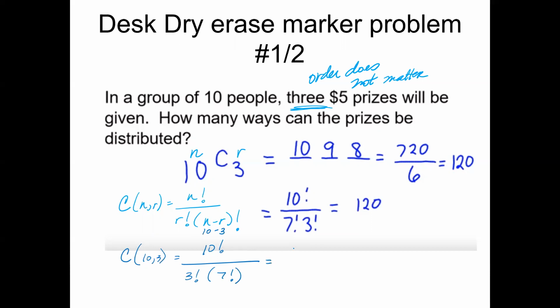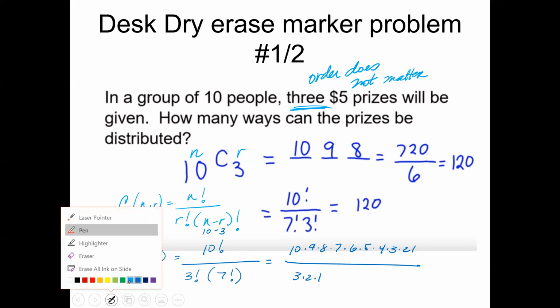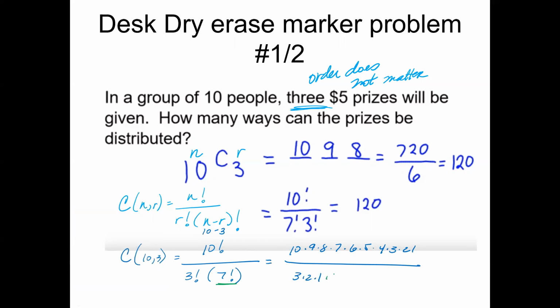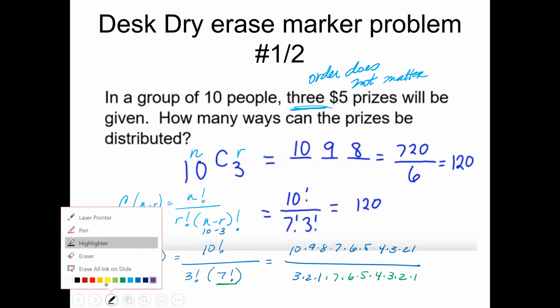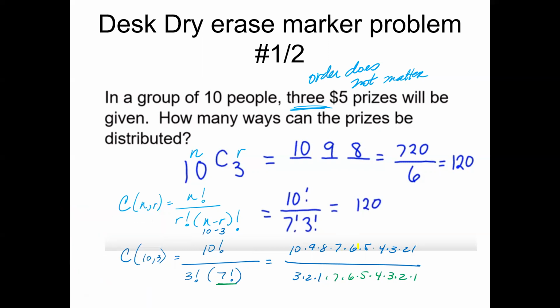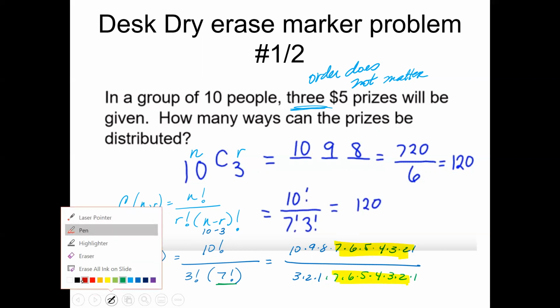With the 10 on top, you have 10 times 9 times 8, 7, 6, 5, 4, 3, 2, 1. On the bottom, you have 3 times 2 times 1. And then also with the 7 factorial, 7, 6, 5, 4, 3, 2, 1. Well, we want to go ahead and eliminate some of the numbers we can. I can see that my 7 factorial matches with the bottom denominator, so I'm going to go ahead and just cancel that out.